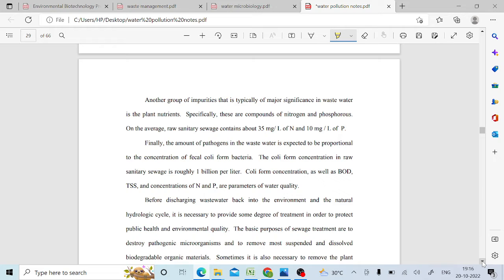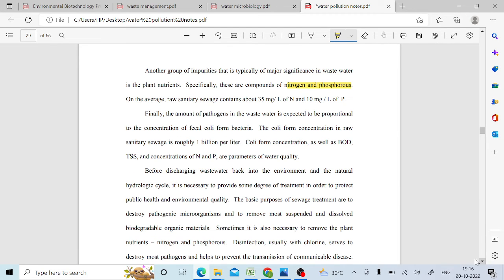Another important parameter is the nutrients present in the wastewaters or sewage waters. Nutrients, especially nitrogen and phosphorus, are important plant nutrients, and they have to be removed in order to prevent bioaccumulation and biomagnification and also the growth of different organisms in the wastewaters. So that is another important parameter.